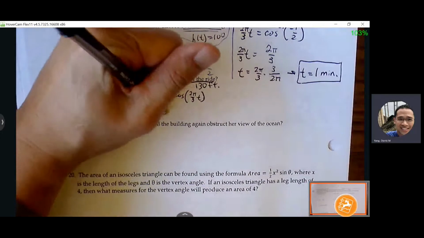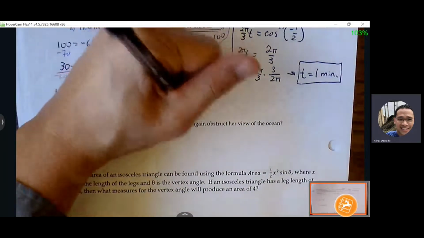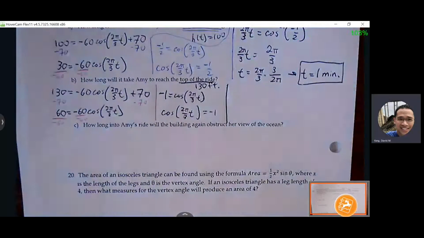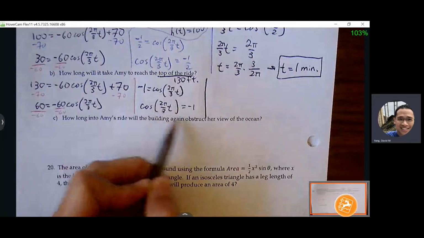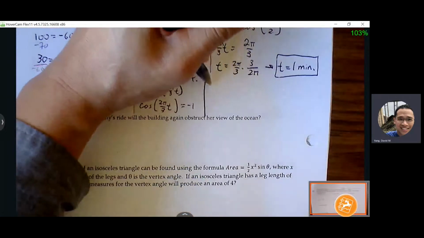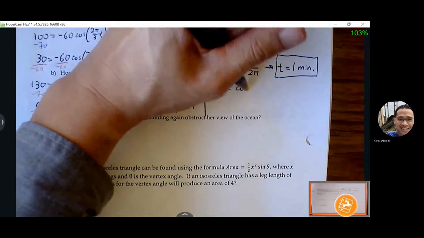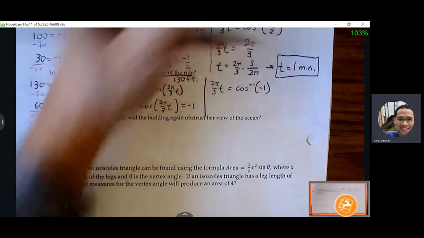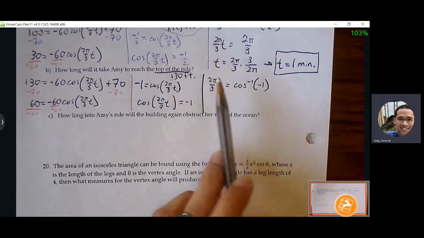Okay, let me rewrite it with the cosine on the left side. Okay, I want to solve for t. I want to get that 2 pi over 3t by itself. I want to move that cosine. So when we move cosine, we, in a sense, involve inverse cosine. So 2 pi over 3t. Now that it's by itself, shift that cosine over to the other side. So in other words, we're asking, when is cosine of theta equal to negative 1?